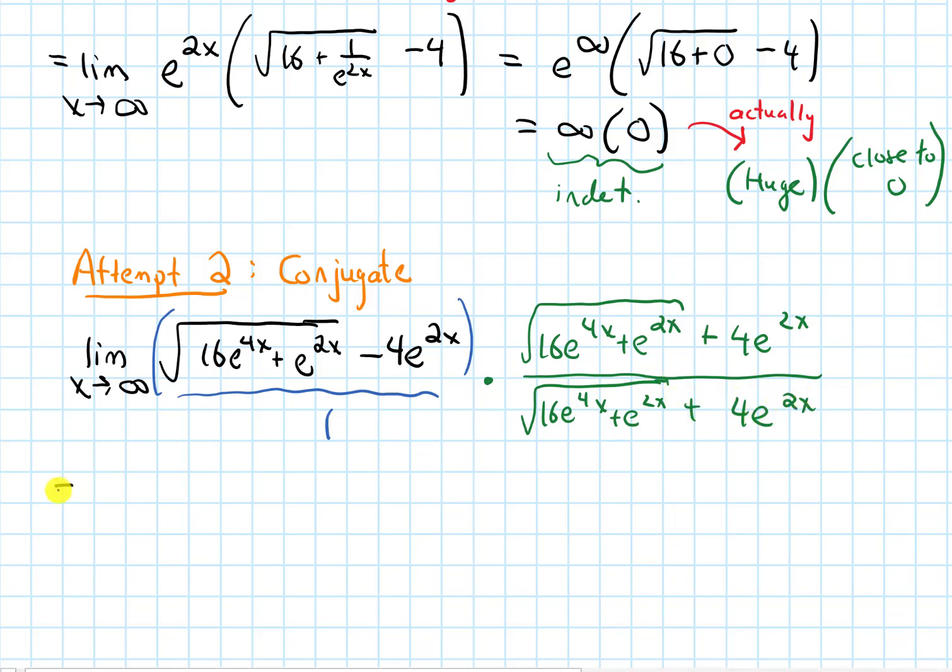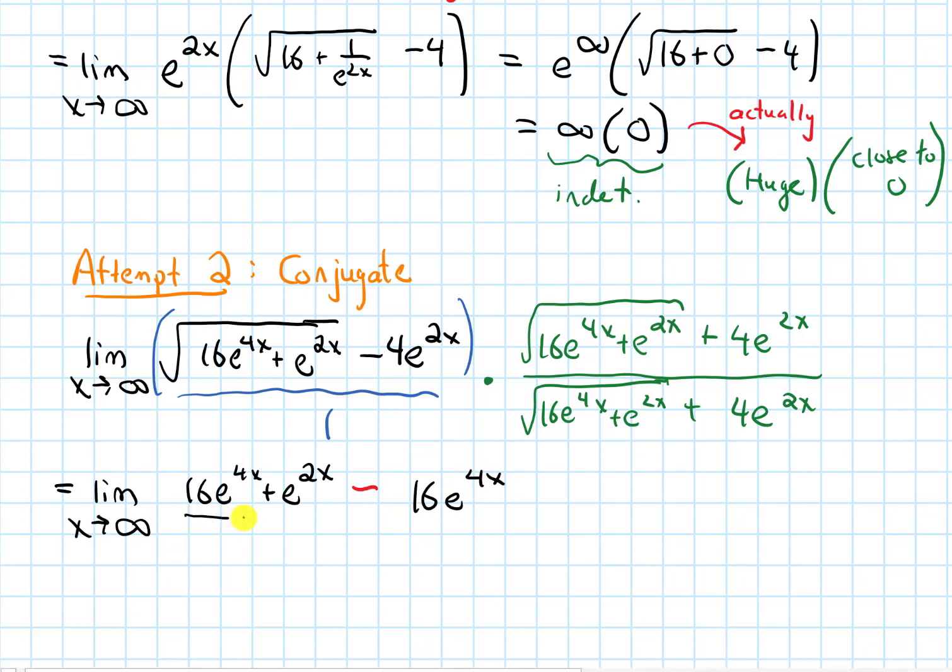All right, so we get the limit as x approaches infinity. So on the numerator, that's where multiplying by the conjugate is really helping. It'll give me this first term squared. When I square that square root term, it'll give me 16e to the 4x plus e to the 2x. And then I'll get minus this next term squared, that 4e to the 2x squared. Okay, and that is going to be 16e to the 4x.